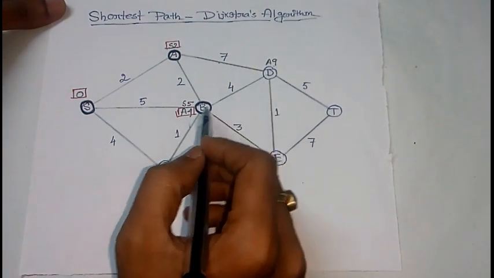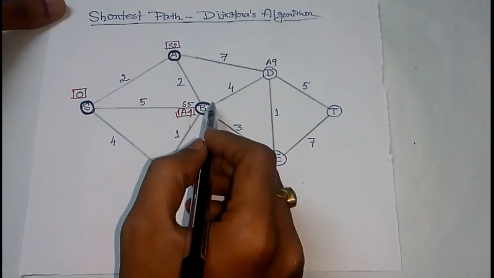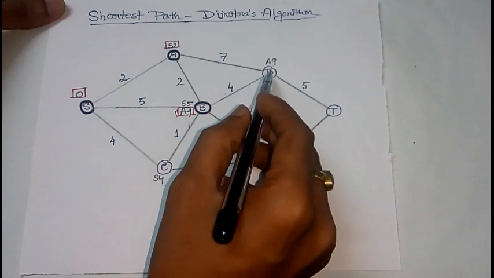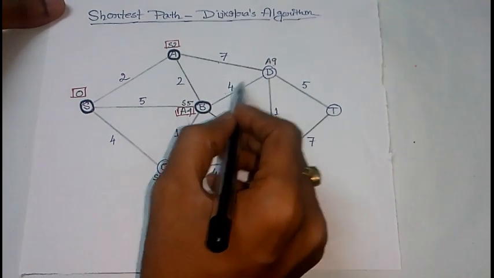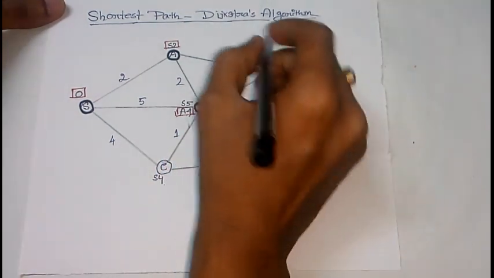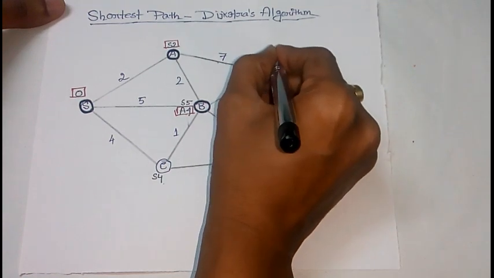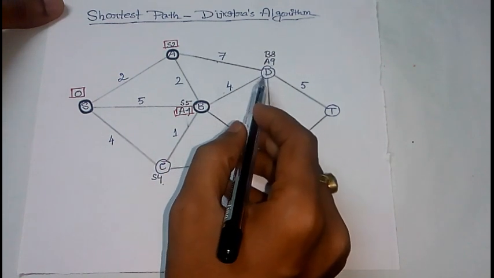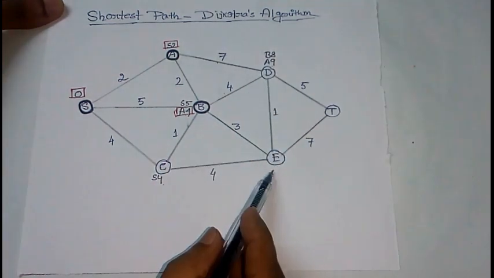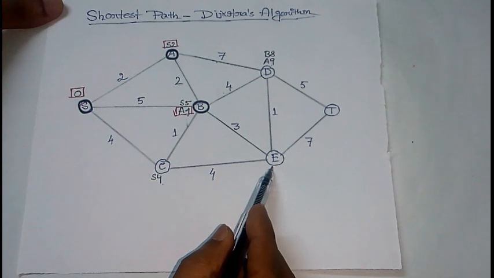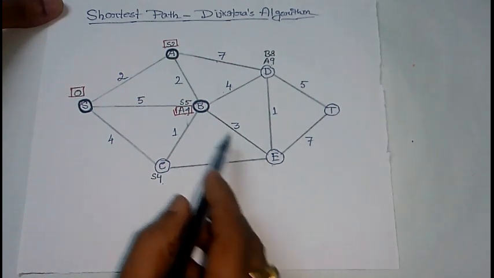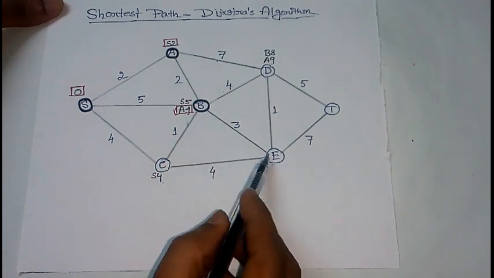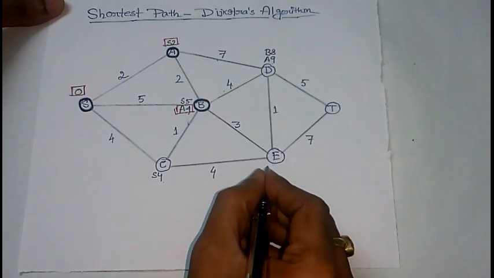Now what is the permanent label of B? That is A4. And what is the distance between B and D? That is 4. So what should be the temporary label of D? It should be 4 plus 4, that is equal to 8. So we shall write here B8, because if we move from B to D, then the total distance is 8, B8. Consider E. Now what should be the temporary label of E? It should be 4 plus 3, that is 7. So since we are moving from B to E, it should be B7.